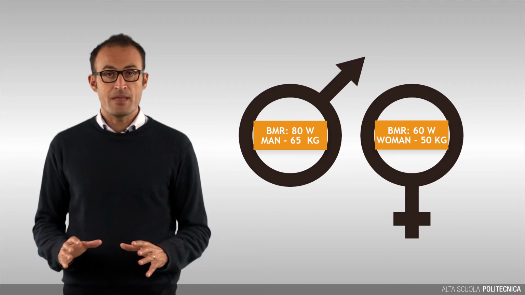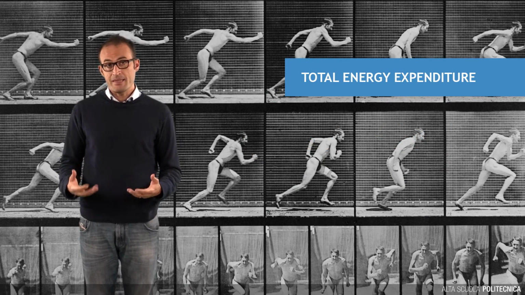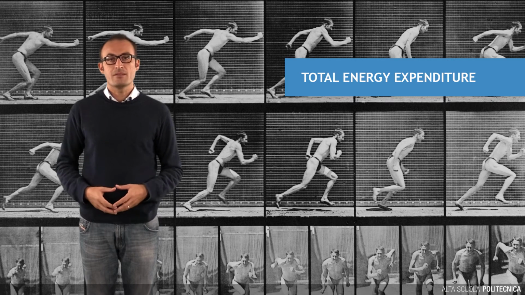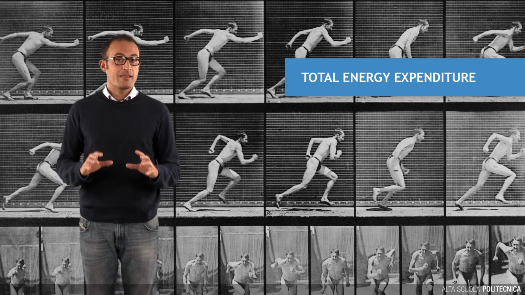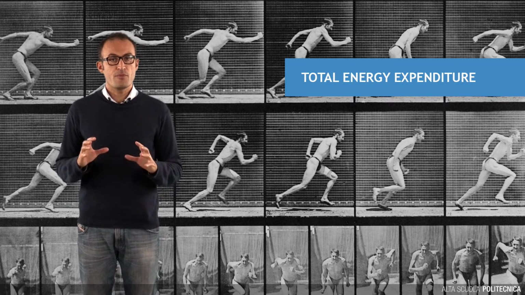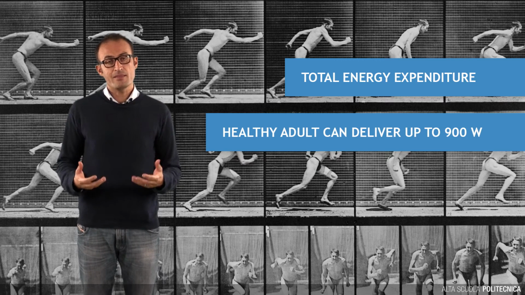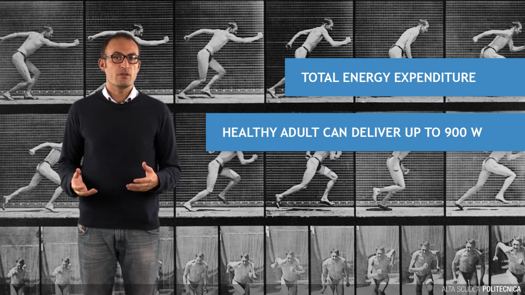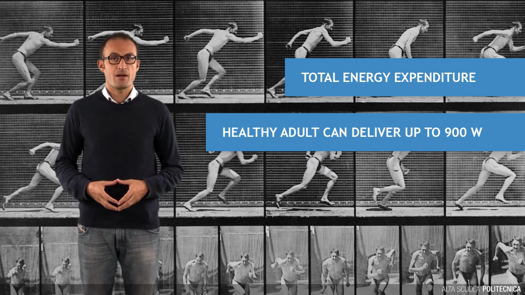to exceed BMR. Total energy expenditure, or TEE, is therefore the quantity that accounts for both basal metabolic rate and requirements from other activities. Increasing the pulmonary ventilation, a healthy adult can deliver up to 900 watts of power and a trained athlete can deliver 2 kilowatts, a value 25 times higher than BMR.